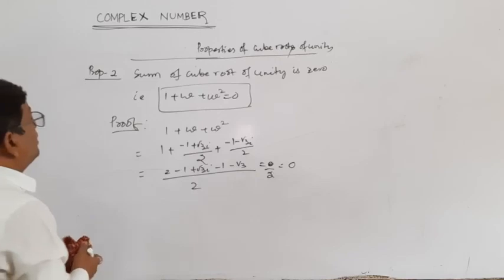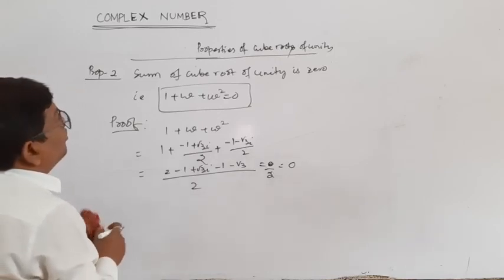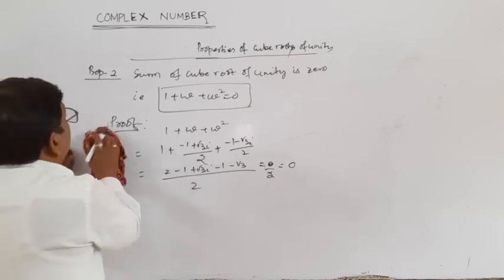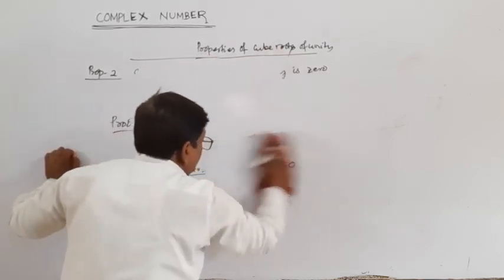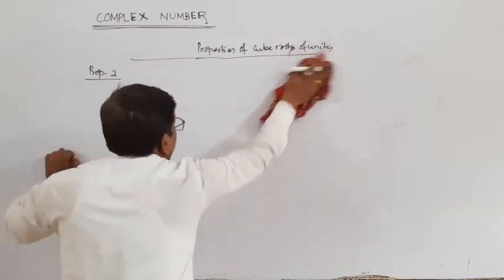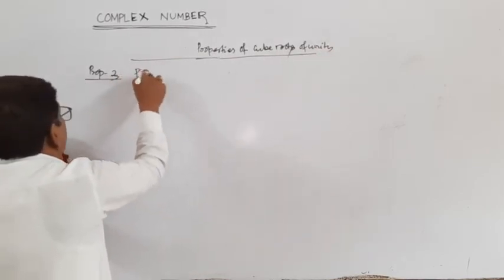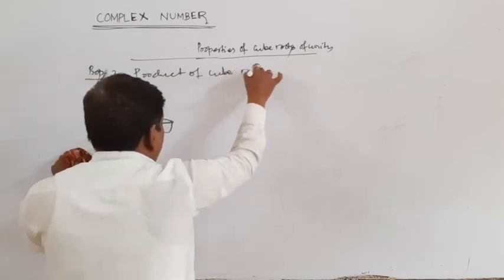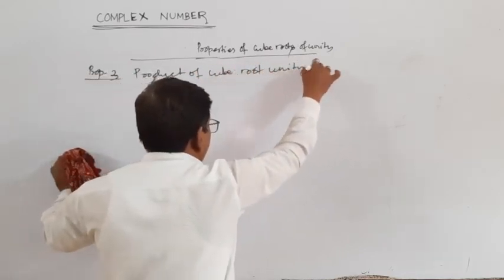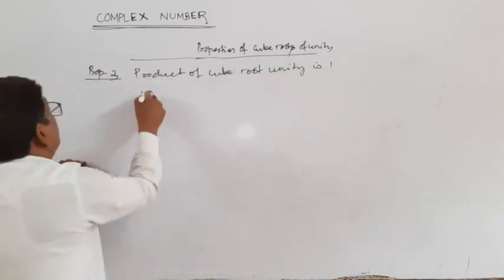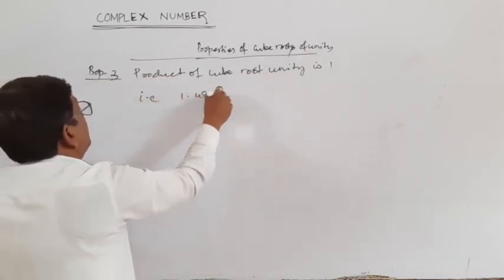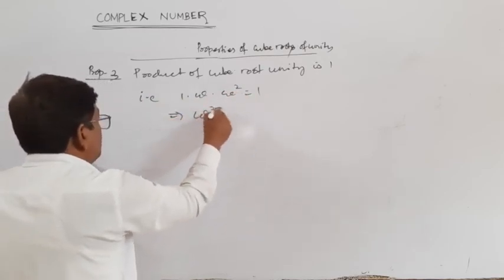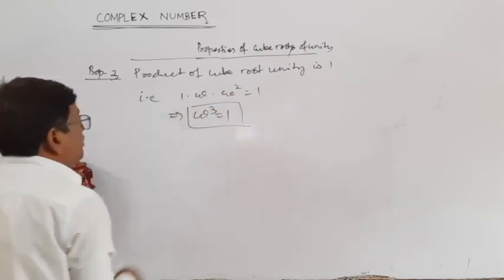And property 3: the product of the cube roots of unity is 1. That is, 1 into omega into omega square is equal to 1, which implies omega cube is equal to 1. Omega cube equals 1.